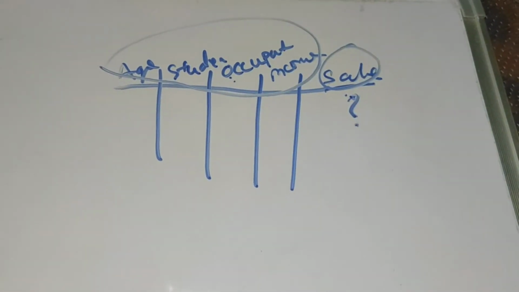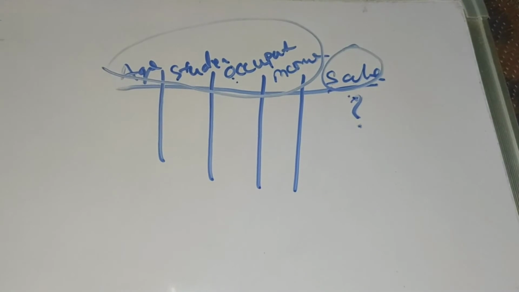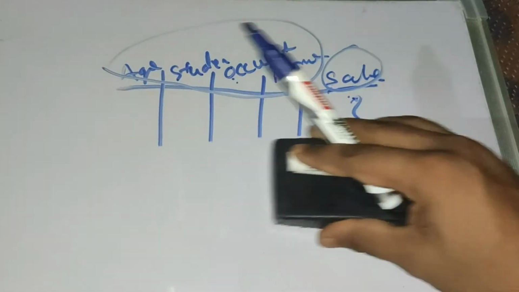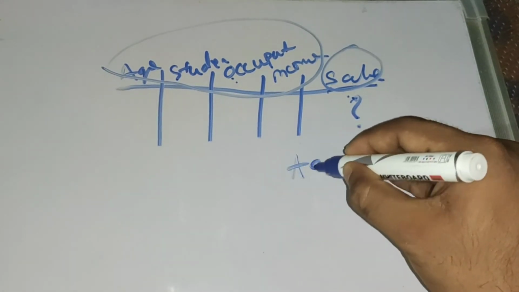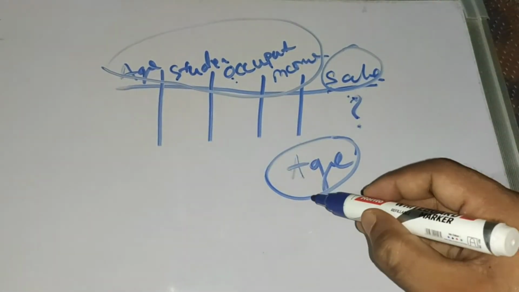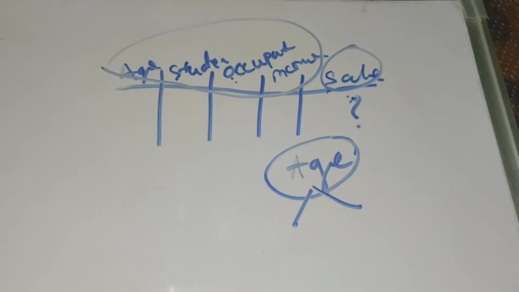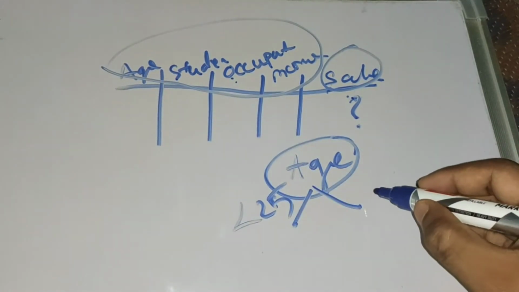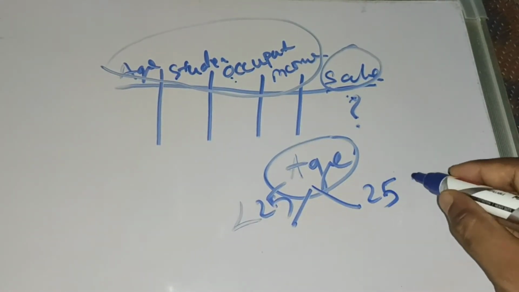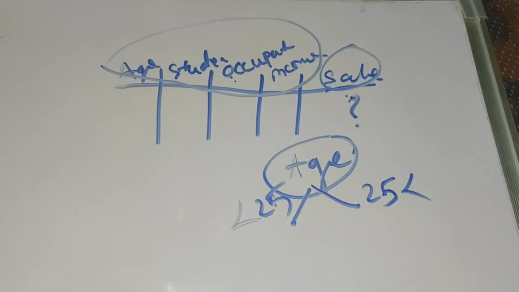So here what we need to find out: suppose in the decision tree we are choosing an attribute, the age attribute. So this age will be split further. Here we can choose age less than 25 on this side and more than 25 on this side. In this way the attribute which is selected will be split. Here we are taking age as the root node.